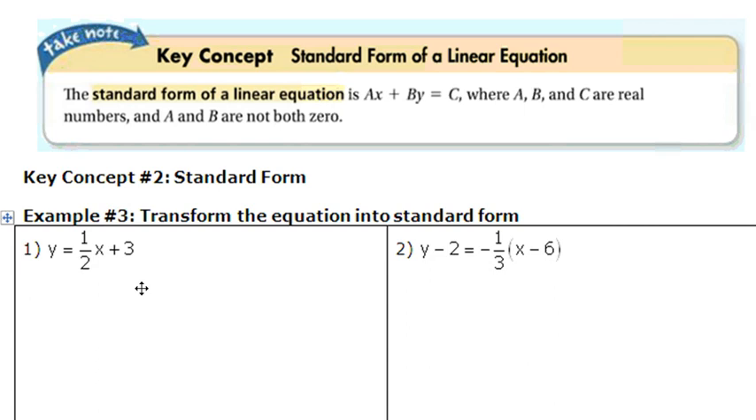Okay, so now let's look at just standard form. We've already used standard form to find out what x-intercepts and y-intercepts are, but sometimes we'll be asked to put an equation into standard form. The important thing about standard form is that the coefficients have to be integers. So we cannot have fractions or decimals.